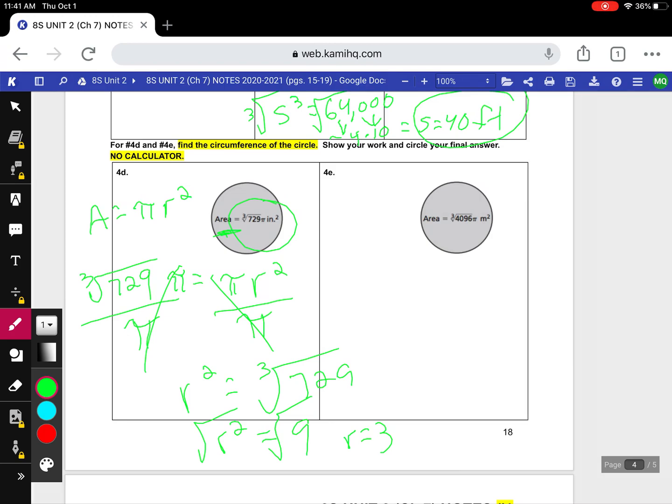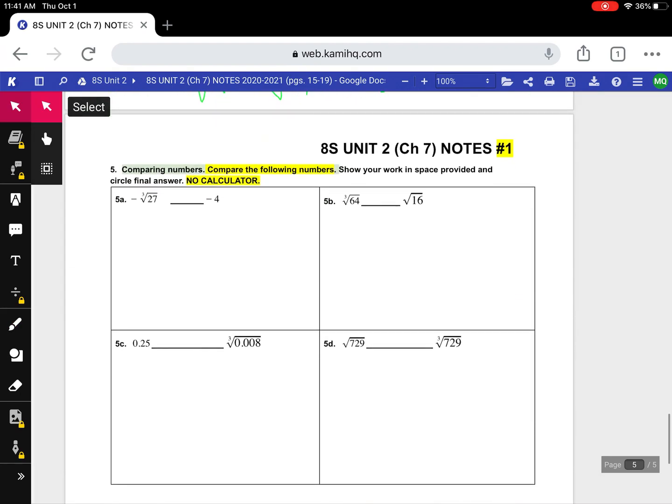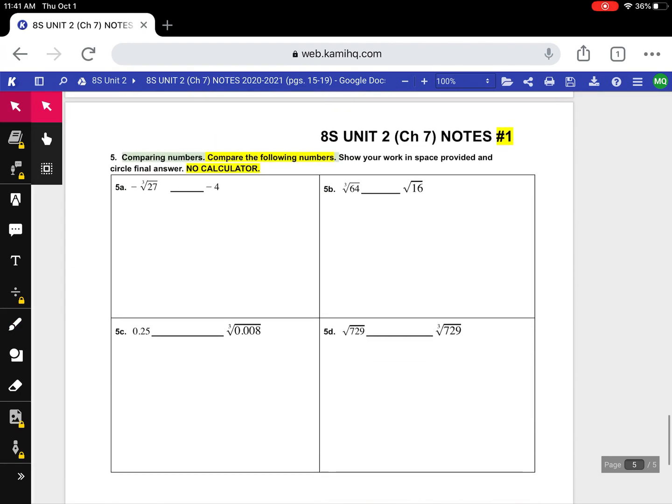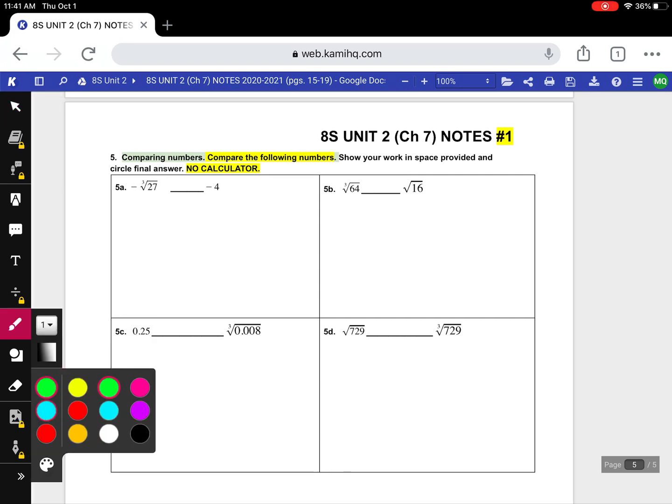r equals 3. Now, what I didn't realize when I did my first video is that they actually asked me for the circumference. Circumference is 2 pi r. So that's going to be 2 times 3 is 6, so it's going to be 6 pi is your final answer. Okay? And that's how you do that problem. If we flip to the next page, this is the last page, I promise you. We'll just do a couple of these.